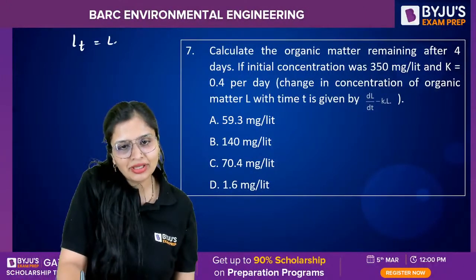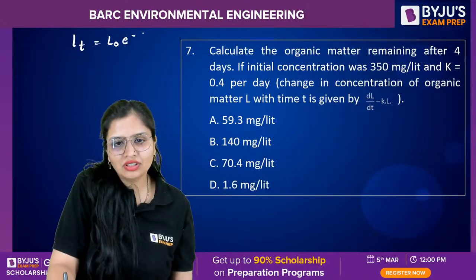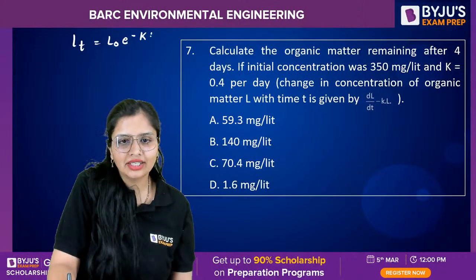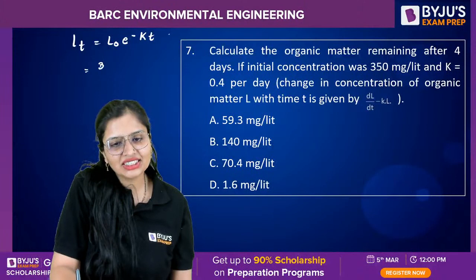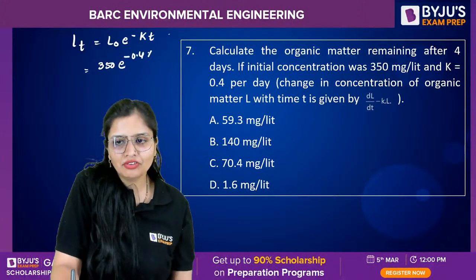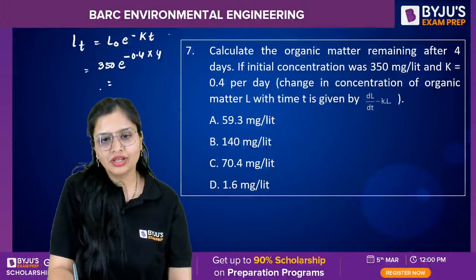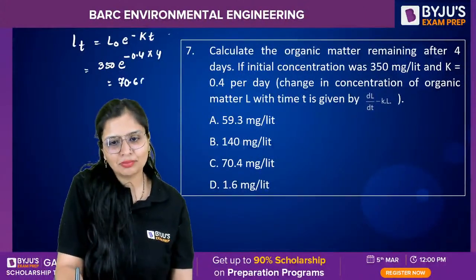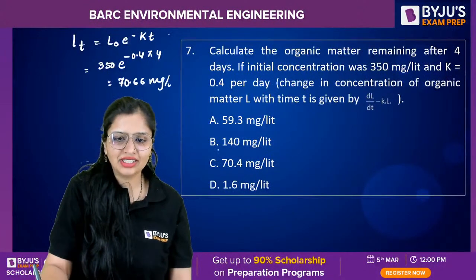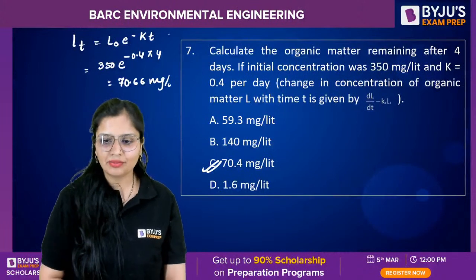So Lt will be L naught e to the power minus Kt. That's it. Initial is given to me as 350, K is given to me as 0.4, and for how many days? 4 days. Solve it. You will be getting 70.66 approximately in that range. So this will be 70.4 mg. As simple as that.